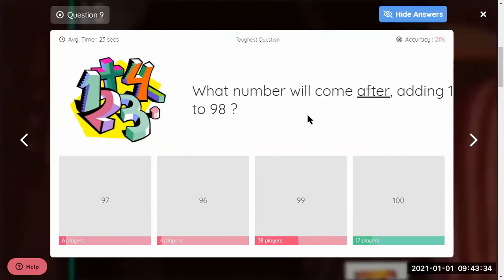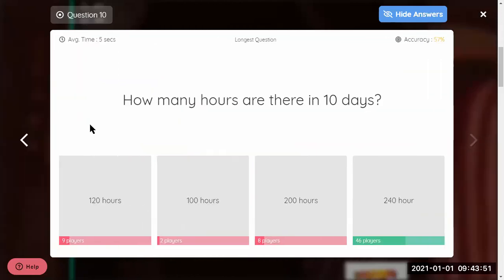Next question, what number will come after adding 1 to 98? First you had to add 1 to 98 and then find the next number. So 98 plus 1 is 99, and the next number to it is 100. Okay, and I guess this is the last question. How many hours are there in 10 days? One day is 24 hours. So 10 days would be 240 hours, 24 times 10. Okay, that was the last question.